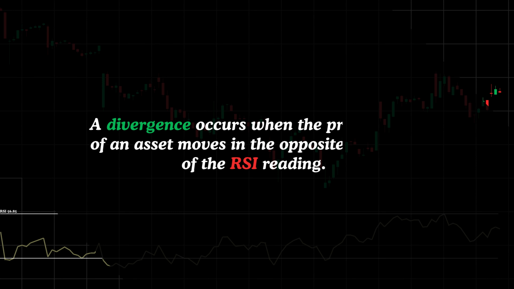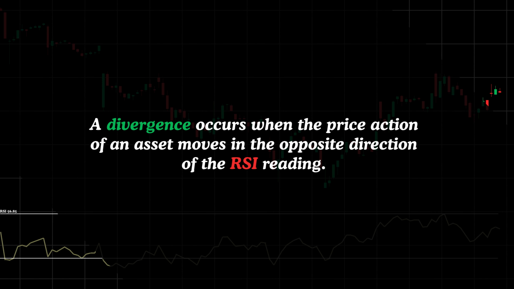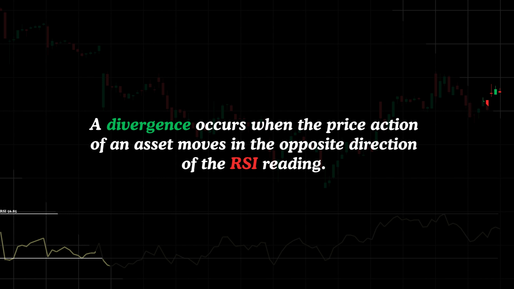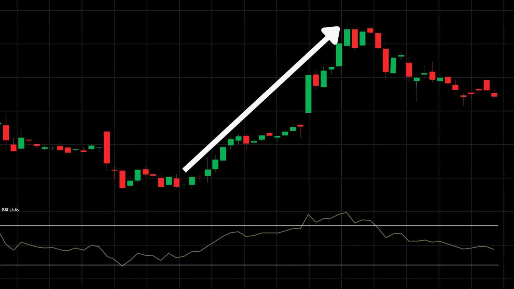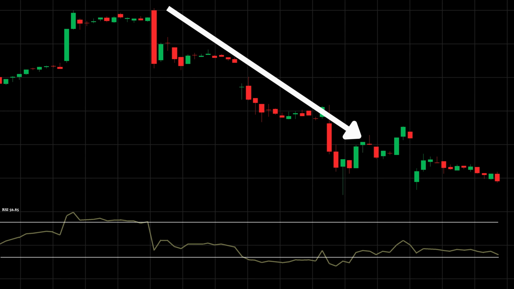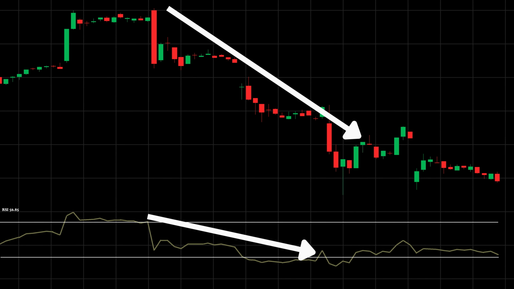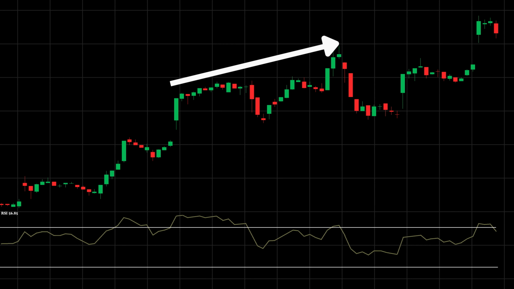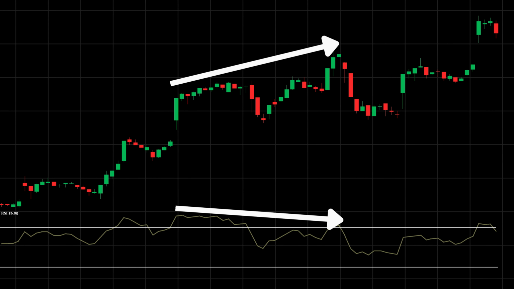A divergence occurs when the price action of an asset moves in the opposite direction of the RSI reading. For instance, under normal conditions, when the price makes higher highs, the RSI also forms higher highs. When price makes lower lows, RSI typically follows with lower lows. But there are times when price forms higher highs, and the RSI instead forms lower highs. This situation is what we call a divergence.